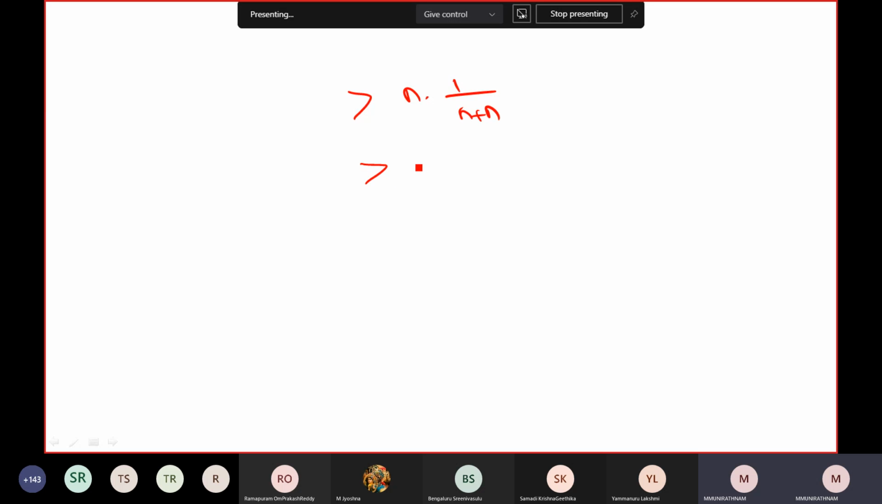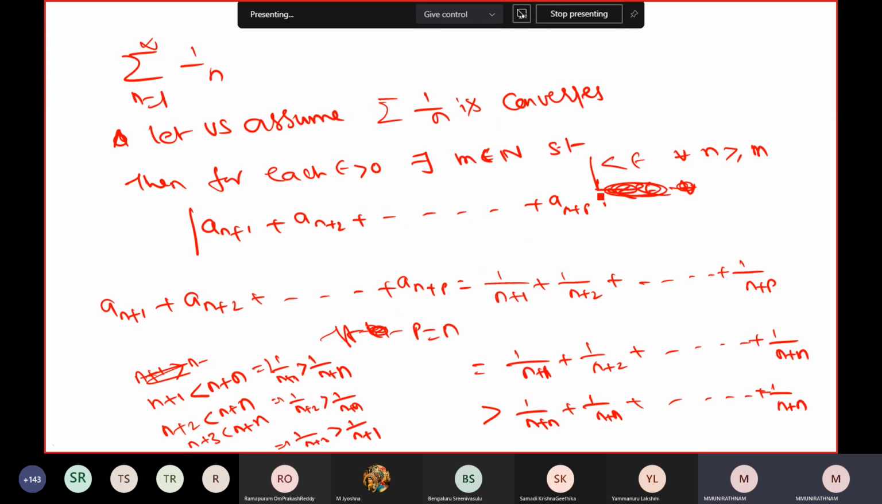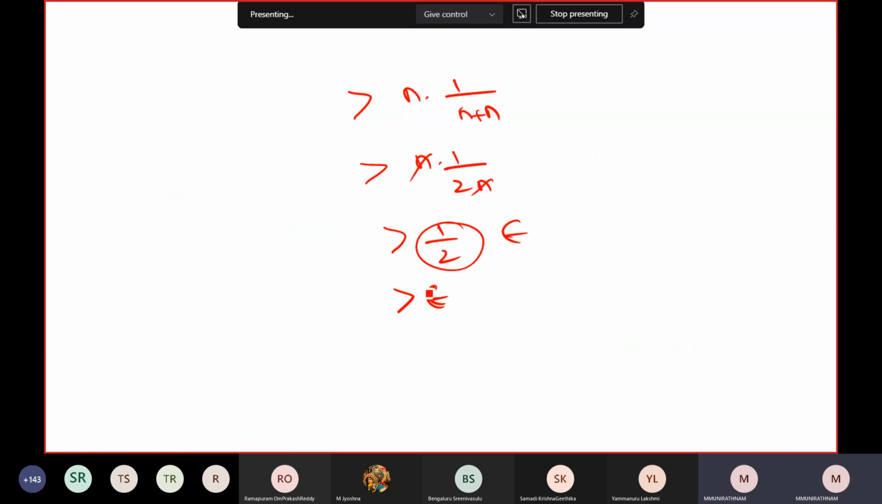How many are there? n into 1 by 2n, the n gets cancelled, giving 1 by 2. Assuming this as epsilon, the sum will be greater than epsilon. But what we needed was less than epsilon, and what I am getting is greater than epsilon.